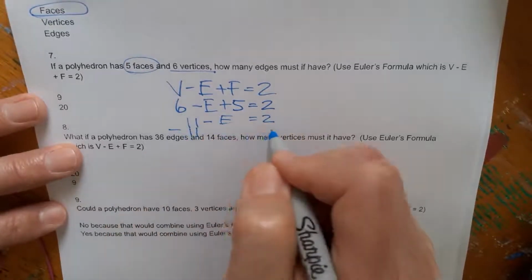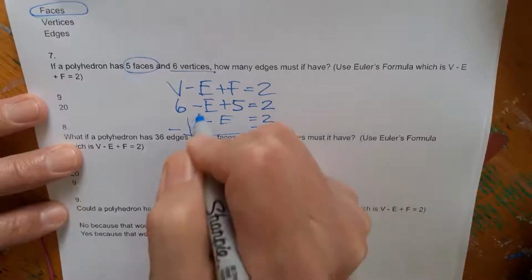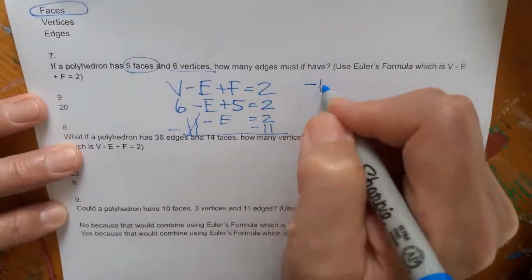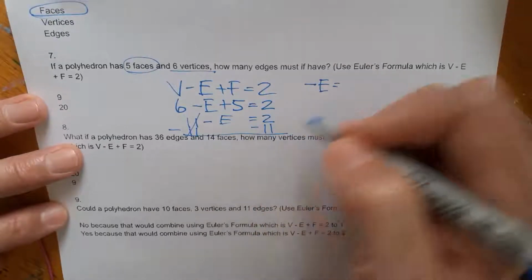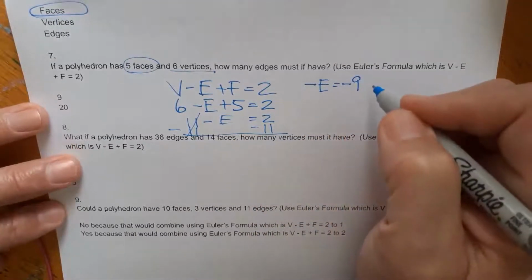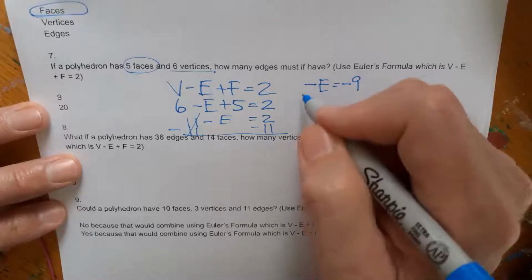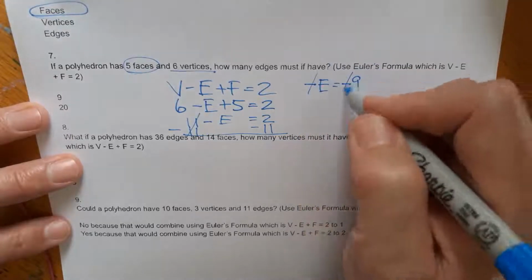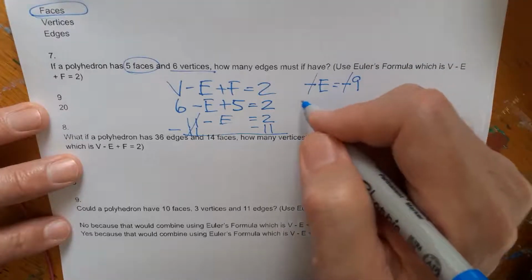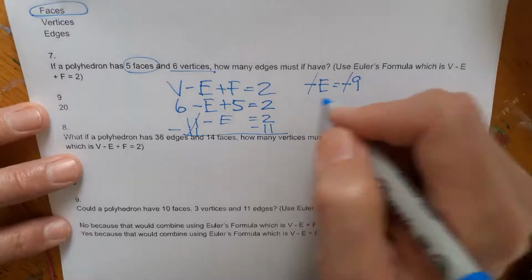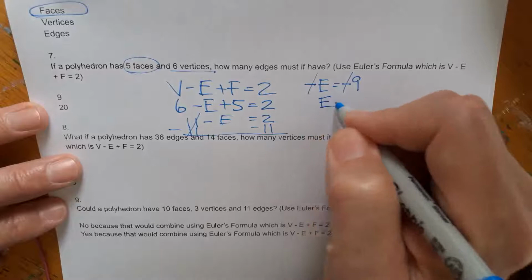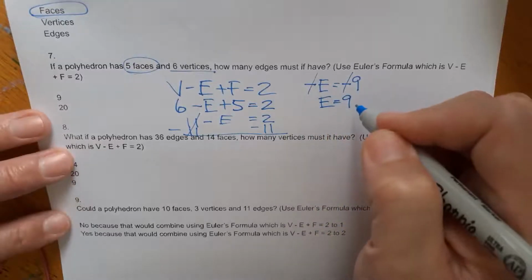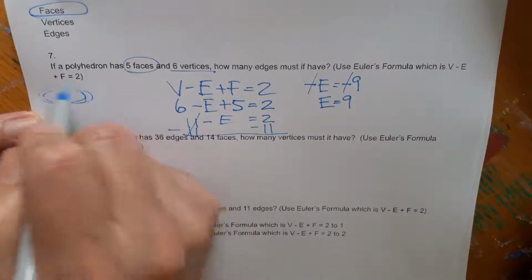Let's subtract 11 from both sides. We have a minus E equals 2 minus 11, negative 9. Well, with negatives on both sides, or anything on both sides of an equation, we can cancel both to balance it. Or you could multiply through by a negative 1, or divide through by a negative 1. Whatever you do to one side, you do to the other. Either way, we can drop the negatives on both sides, and we get 9 edges.